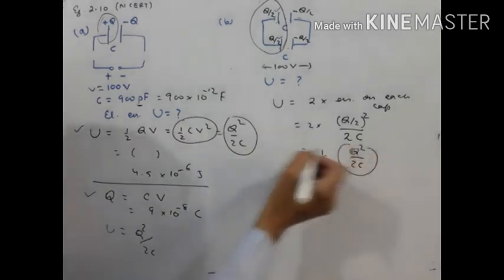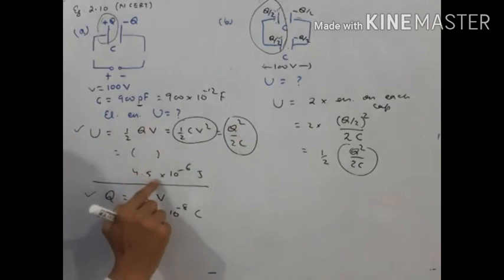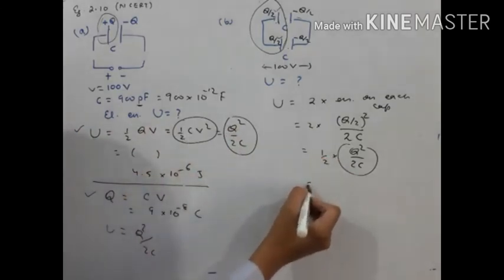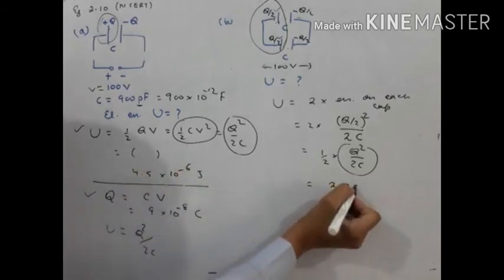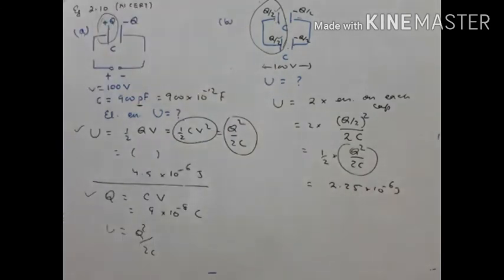Q square by 2C we have already calculated, students. That was the energy in the first case. That was how much? 4.5 into 10 to the power minus 6. So half of that. So the answer will be half of this, which means 2.25 into 10 to the power minus 6 joules will be the energy.